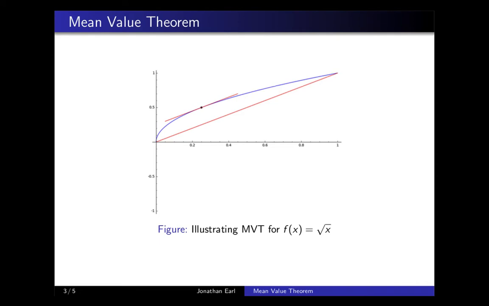And if we plot a picture of this, what we see is that at the point 1/4, the tangent line to square root of x is parallel to the secant line that connects the points (0, 0) and (1, 1), which is what's guaranteed to exist by the mean value theorem.